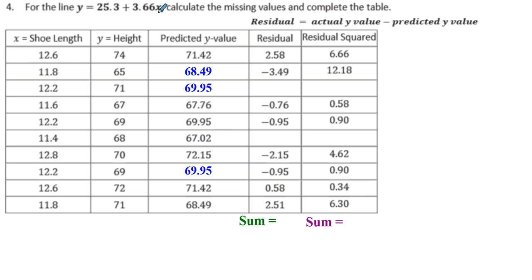To calculate the residual, again, we take the actual height value and subtract the predicted height value. So 74 minus 71.42, we got 2.58. 65 minus 68.49, we got a negative 3.49. So could you fill in the other missing residual values based on your givens? By taking the differences, we should have residual values of 1.05 and 0.98.